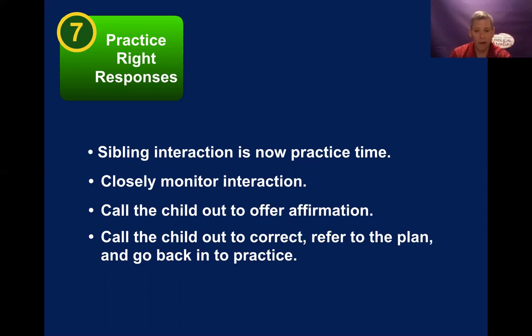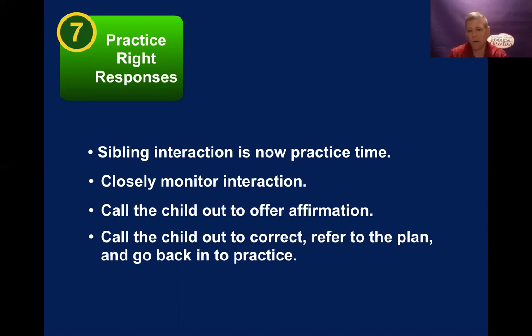You show me you're doing the right thing. I'm going to be watching, and when he does the wrong thing, if you're doing the right thing, I'm pulling him out, and I'm going to train him, and I'm going to send him back in to do the right thing. So all I'm suggesting is that these are practice sessions. This is strategy here. So we're going to use sibling interaction as our practice times. We're going to monitor it closely. We're going to give affirmation when we see something good, and we're going to use correction times to coach. Refer back to the plan and go back into practice.